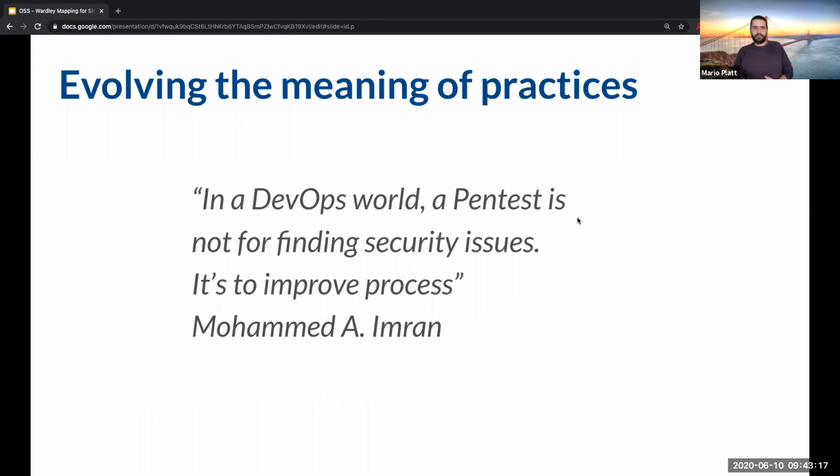So my favorite example of evolved meaning of security practices is this quote from my business partner at Practical DevSecOps, Imran, that he says, in a DevOps world, a pen test is not for finding issues, it's to improve process. And I think this quote really embodies the aspect of evolution of meanings, in that the competences and the materials used to perform pen tests haven't necessarily changed, but the meanings need to change if we are to integrate security and adapt them to our new development practices in the way people are now developing software in successful organizations.